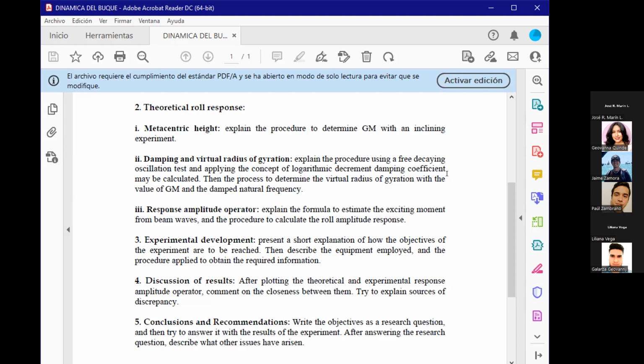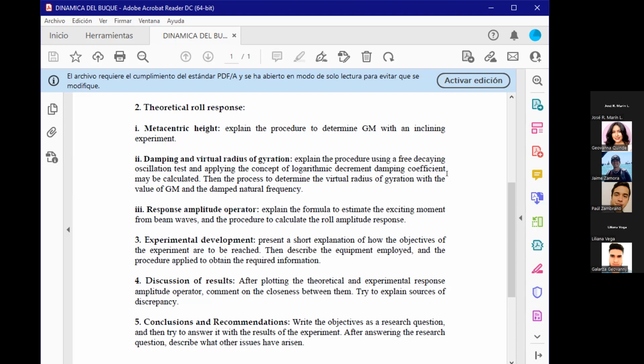Why not? Because we did it already in the class. So just explain how you got it. When we say explain, please concentrate on the simplifications. That's something which is very important. After you get the results, you can start analyzing and say, this simplification is not adequate for the type of tests that we developed, or it is correct or not. So in this part, the theoretical roll response, you present the formulations that you're going to apply.